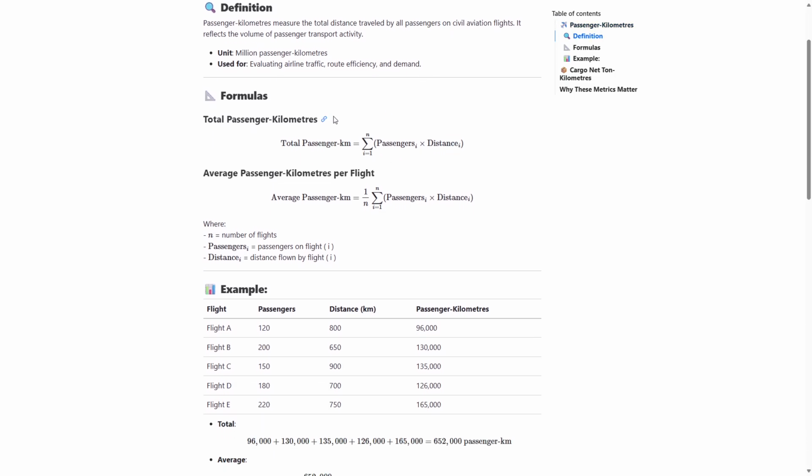This is the formula to calculate the total passenger kilometers. You take the number of passengers in an airplane, multiply that by the distance traveled by that airplane, and add all the airplanes up like this. Okay, this is the total passenger kilometers. The average is the same thing, and then you divide it by the number of airplanes traveling in that month, for example. Within a certain period, it can be daily, it can be weekly. The data that we're going to focus on today is going to be monthly.